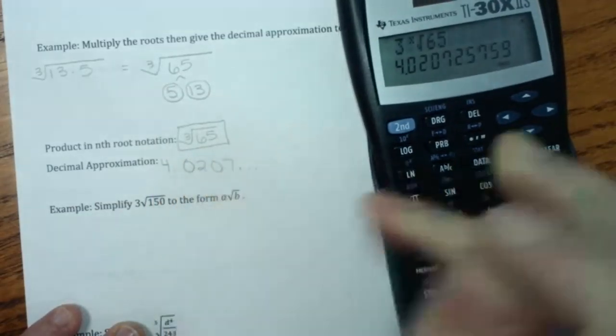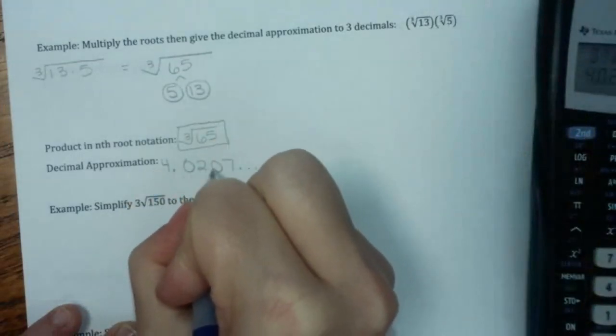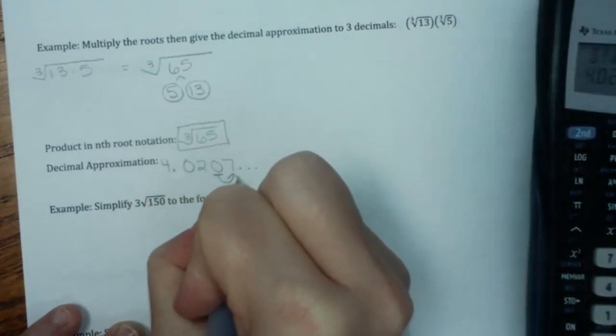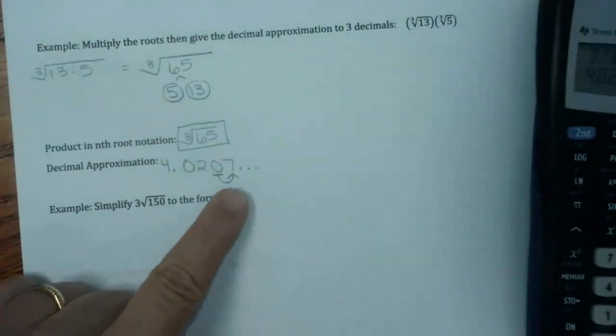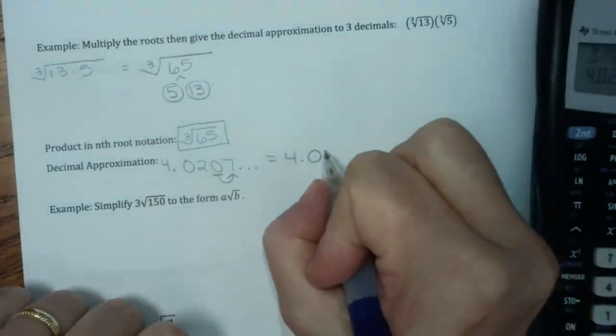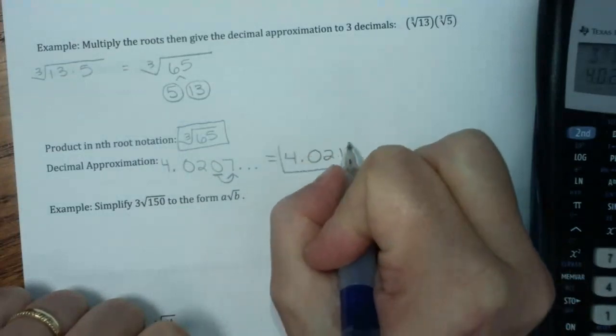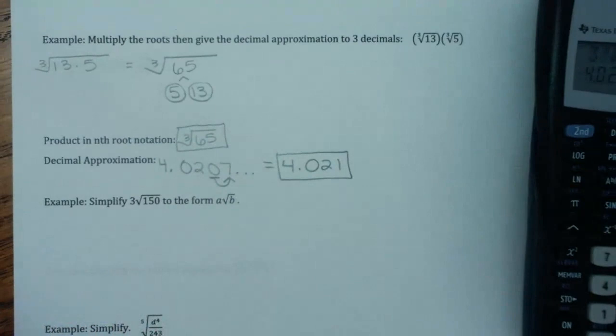And you get 4.0207 and so on. It says round to 3 decimals, so 3 numbers after the decimal. So 1, 2, 3, we're going to round this 0. Looking next door is a 7. Remember, if it's 5 or higher, it rounds up. Anything less than 5 stays the same. 7 is 5 or higher, so that 0 is going to round up. So we have 4.021 as our decimal approximation. The only time we do decimal approximation is when it literally asks for it like this.